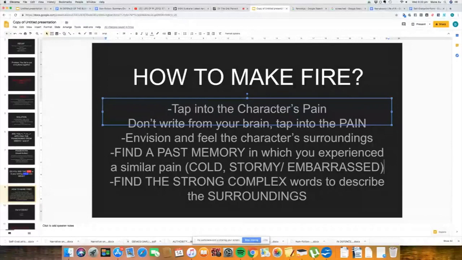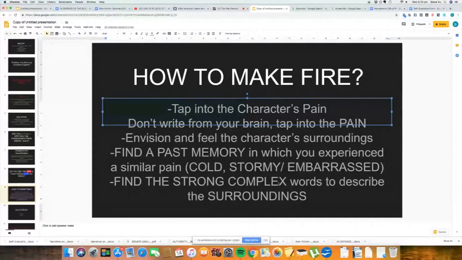And so again, the way we do this is find strong and complex words to describe the surroundings, because remember, again, once you tap into the pain, some of you might struggle to find words. And what do you need to do? You need to use Google. You need to use a thesaurus to, again, try to find the complex words in order to describe the surroundings, okay?